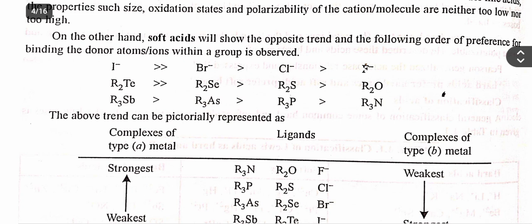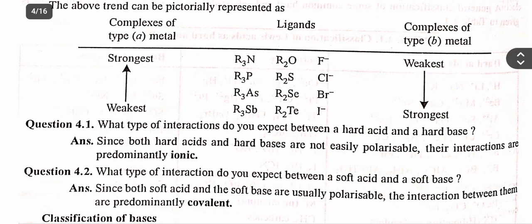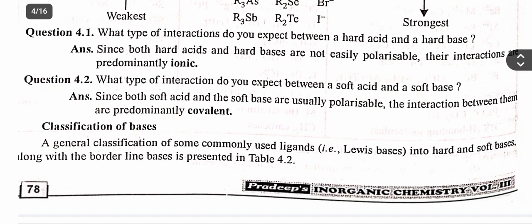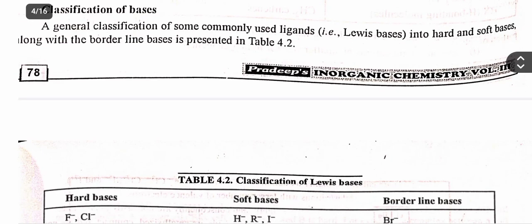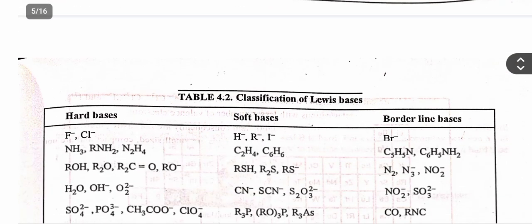The above trend can be pictorially represented as complexes of type A metal, ligands, complexes of type B metal, strongest to weakest, or weakest to strongest. Now, classification of bases. A general classification of some commonly used ligands into hard and soft bases, along with the borderline bases, is presented in table 4.2.